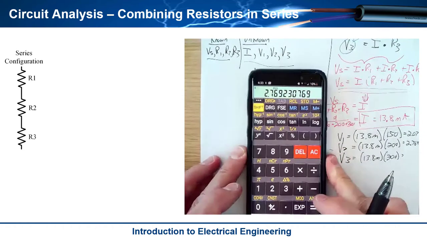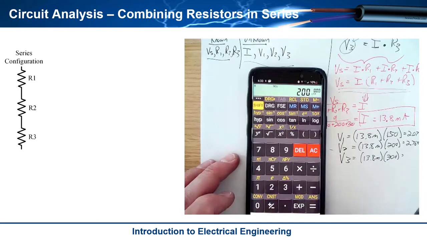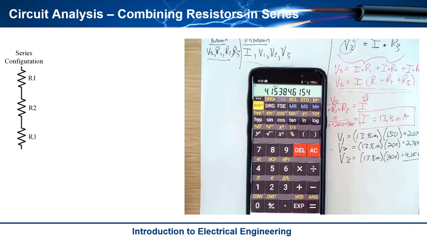If you have an undo on your calculator, you can go back on this, but I'm just going to divide by 200 to get back to my original current. And now I'm going to multiply that by 300. So I go times 300 and I get 4.15 volts. It's like, wow, that's pretty awesome.